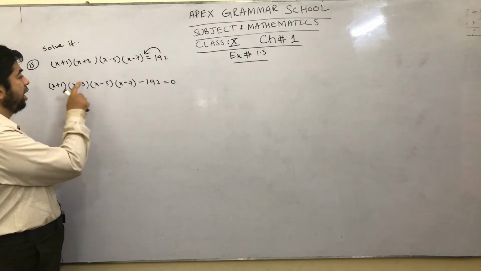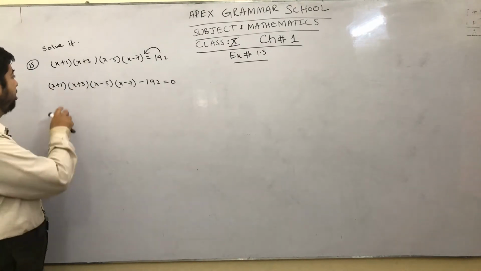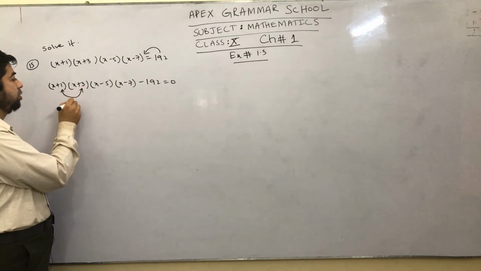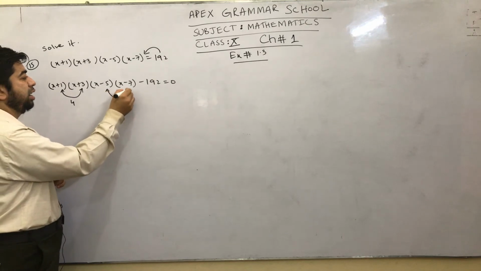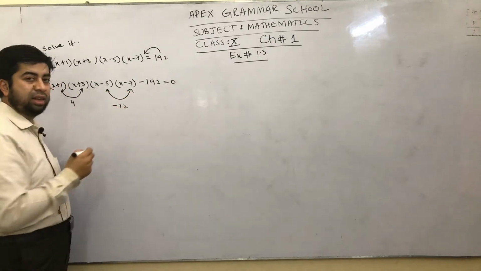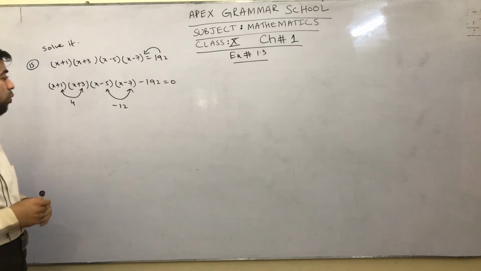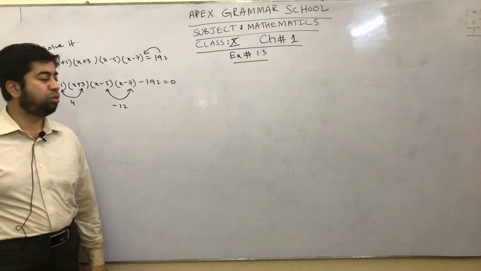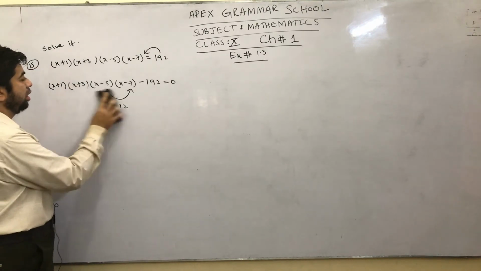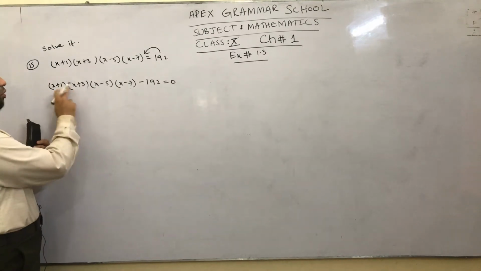Take this 1 and this minus 5. You have to make the pair: 1 plus 3 is 4, and negative 5 and negative 7 is minus 12. There is a mismatch here, so we can't take this pair. If this pair does not work, you have to replace it, like 1 minus 5.